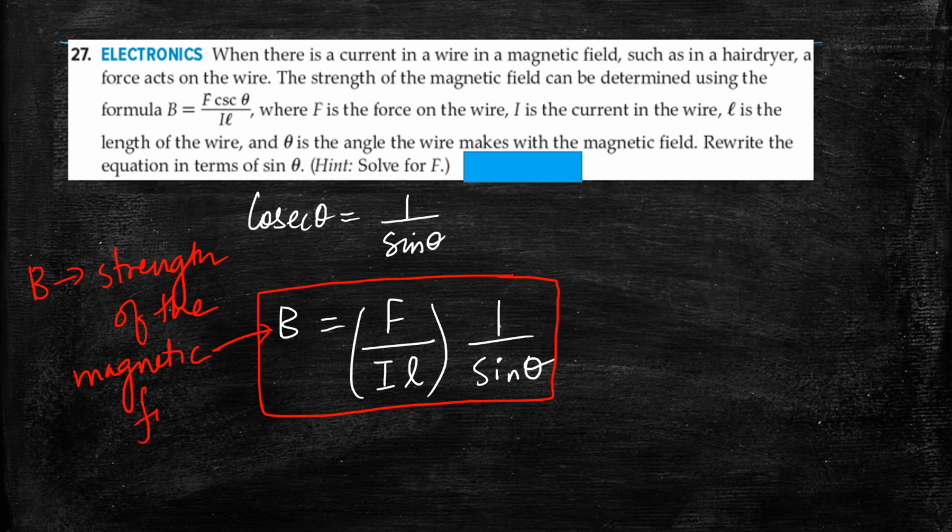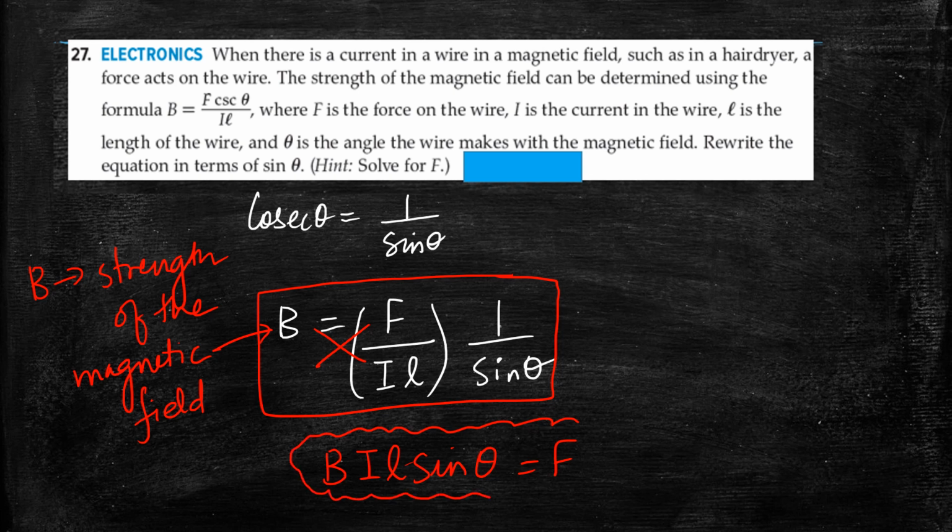Okay, now sometimes in ministry they will ask you to rearrange this. That means what? For example, they will ask you to find the value of force, capital F. Then what will you do? You will do cross product. See, there are fractions involved. So B multiplied with IL. This gets multiplied and the sine theta will be equal to F. Okay. So this can also be one of the answers. So this is just an extra thing that I'm giving you in this video. So if they want you to solve for F, this is your answer. Okay, that was the hint given.